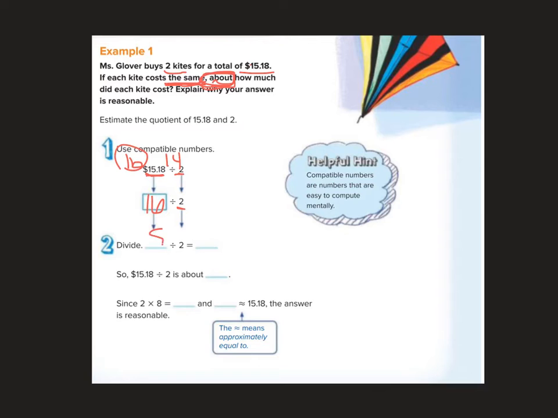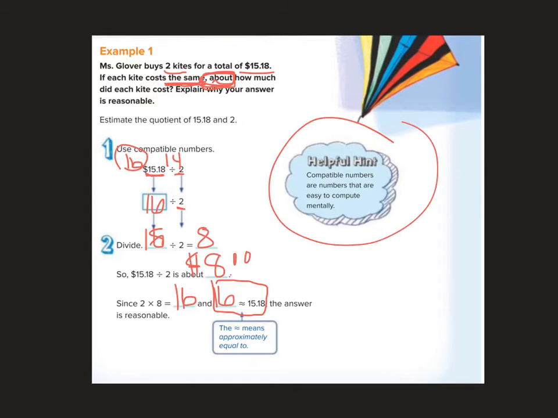16 divided by 2 is 8. So $15.18 divided by 2 is about $8. Okay, so since 2 times 8 is 16, and 16 is very close, see here, the wavy equal sign means approximately equal to or close to. That means our answer is reasonable. And here's a helpful hint. Compatible numbers are numbers that are easy to compute mentally.